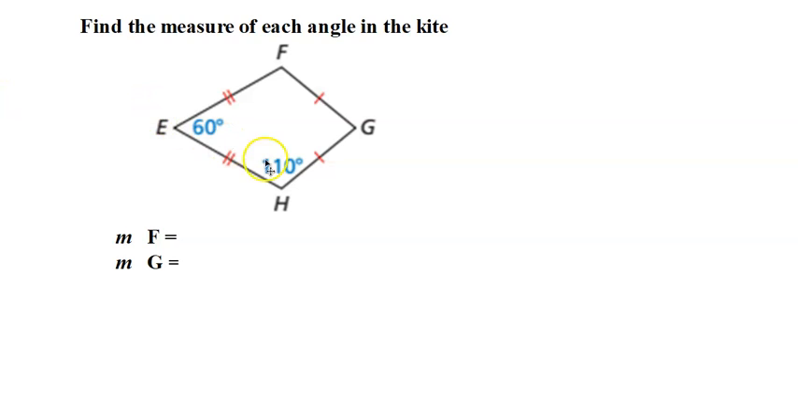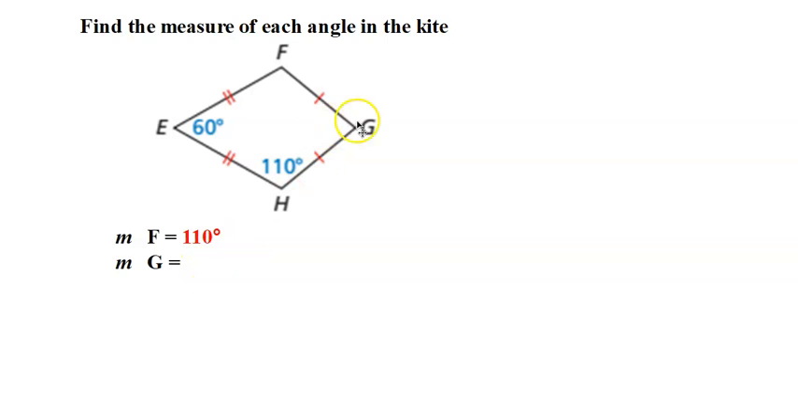Well, if you remember, the congruent angles are between the non-congruent sides. So that would be right here, non-congruent. This side is not congruent to that side, right? And so these opposite angles are the ones that are congruent to each other. So angle F is going to measure 110 degrees.